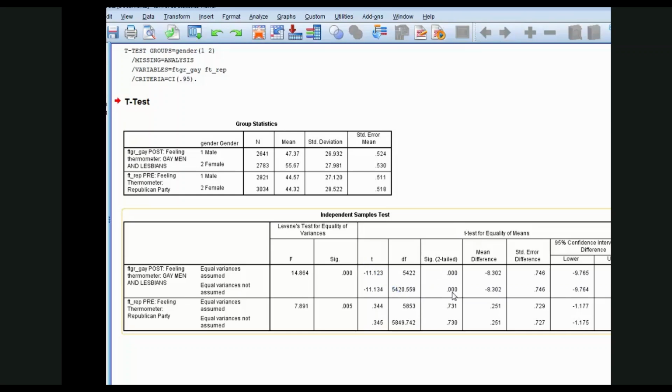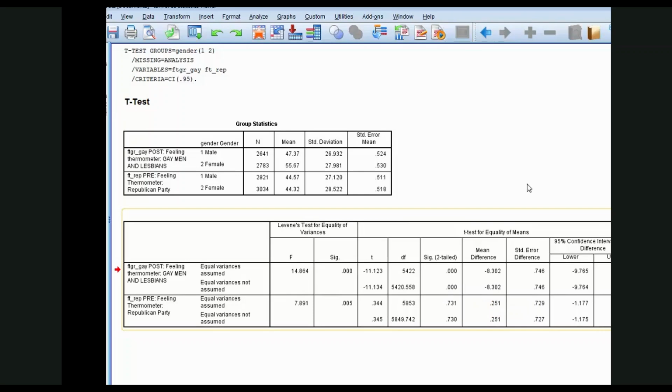Interpretation. Under the assumption that the null hypothesis is correct and that random sampling error produced this enormous difference between men and women when you took the sample, we would see this difference, minus 8.302, 0% of the time by chance. So for the gay feeling thermometer hypothesis, the null hypothesis is safely rejected, and we can conclude that there's a very high probability that within the population, men do indeed give gays lower feeling thermometer ratings on average than do women. What about the Republican Party feeling thermometer?